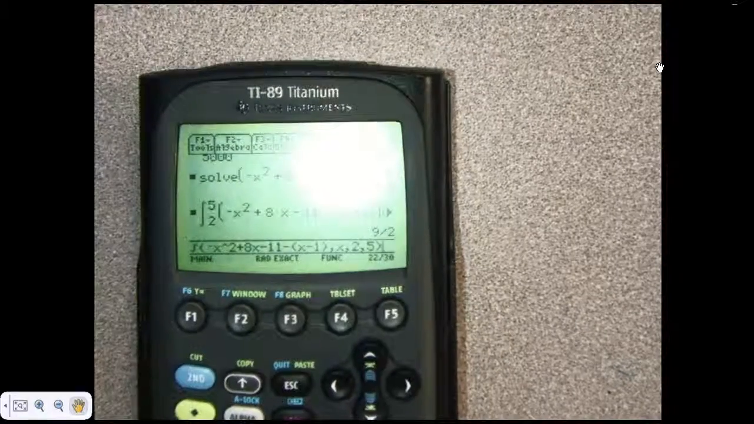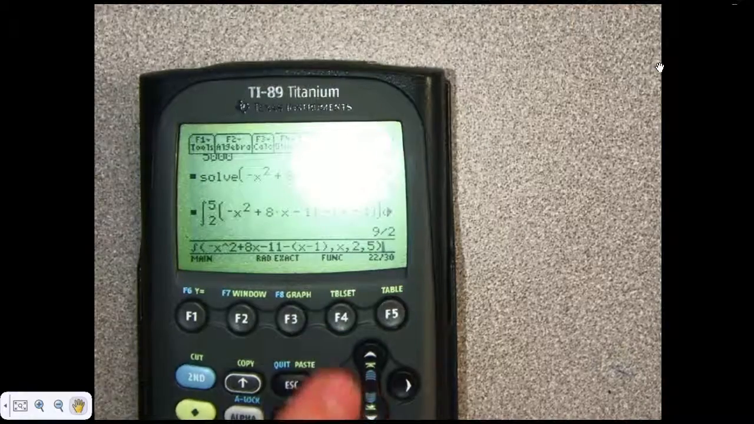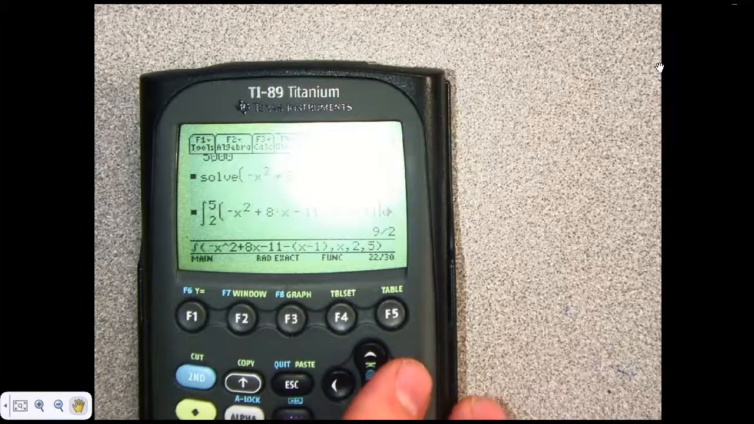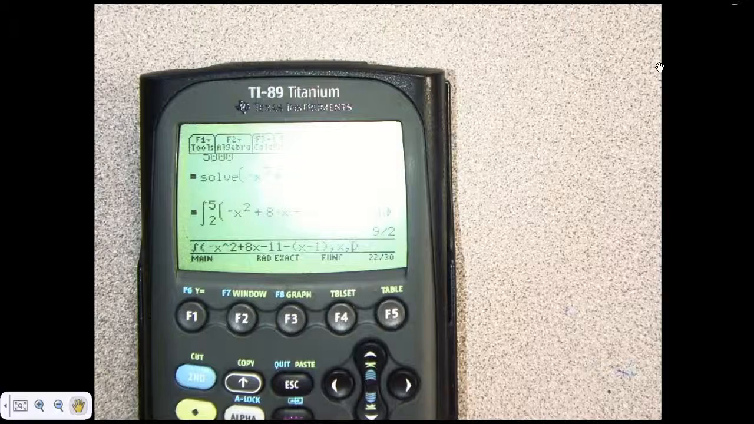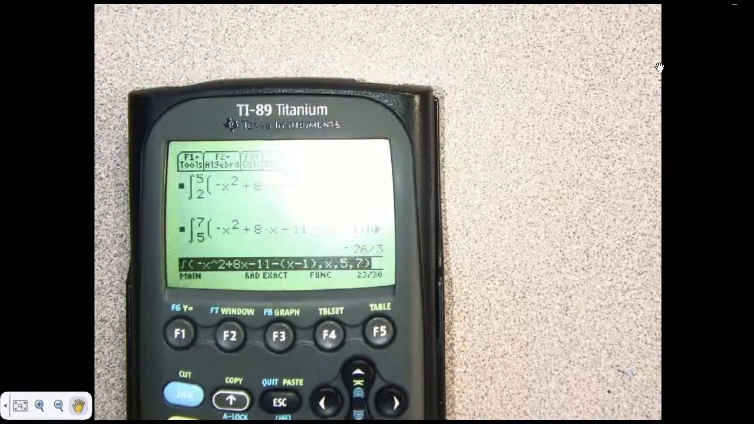I already have it typed in, right? 2 to 5. So I'm just going to go change it from 5 to 7. I did not reverse the order of them, so this one should come out negative, but that's okay. So I get negative 26 thirds, which means I had the wrong thing on top, but I kind of already knew that. And so that second part is 26 thirds.